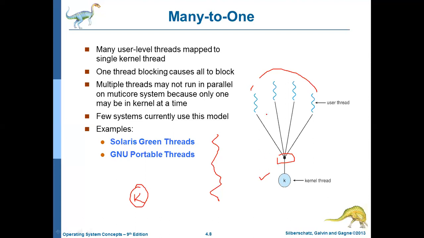So what happens is, even if one thread gets blocked, it will cause all the remaining threads to get blocked. Multiple threads may not run in parallel on a multi-core system because only one may be in the kernel at any time. So we will not be able to support parallel execution of multiple threads. And very few systems still use this many-to-one model. Examples of those systems are the Solaris operating system and the GNU portable threads, which use the many-to-one model.